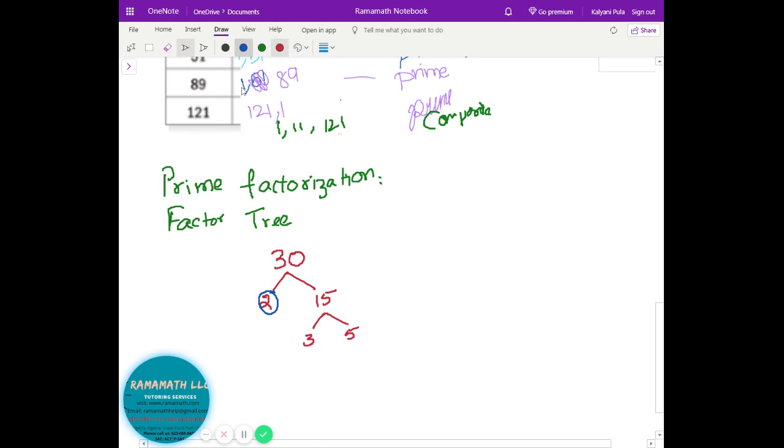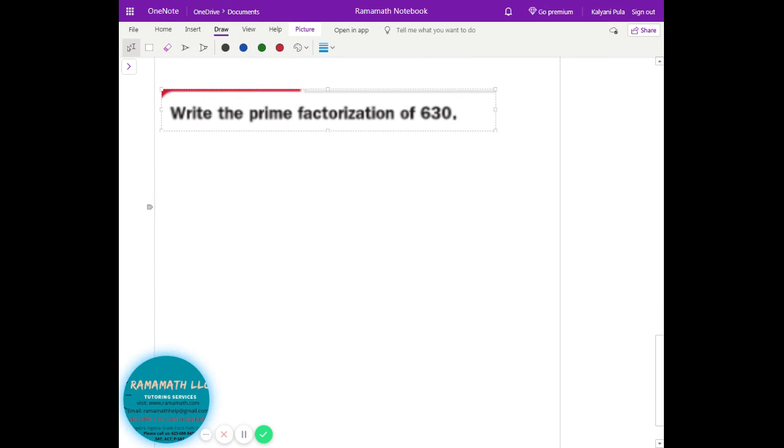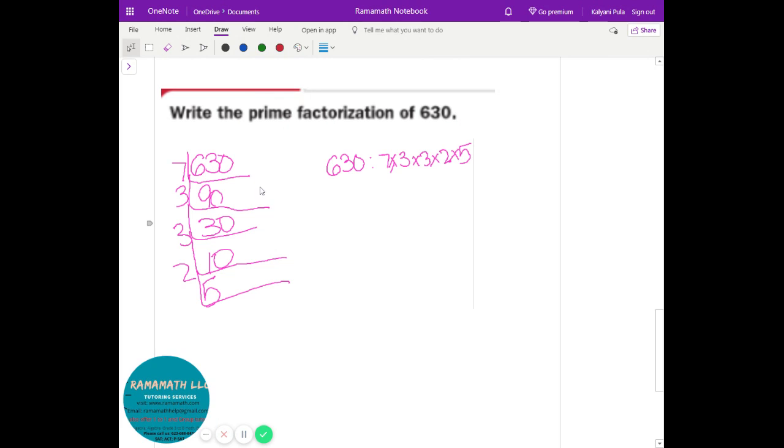Now I know 3 and 5 are prime numbers, so that means you're completely done. So 30 in terms of prime numbers is 2 times 3 times 5, and that's called the prime factorization. Okay, let's write down the prime factors of 630. That's good. I could have just done it this way, and just did 9. This is another method you can use instead of a factor tree. Whatever method you like is all good.